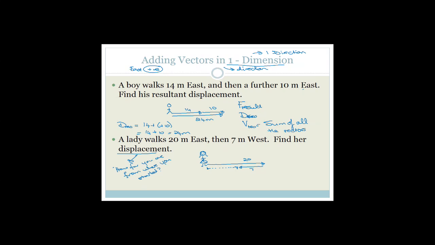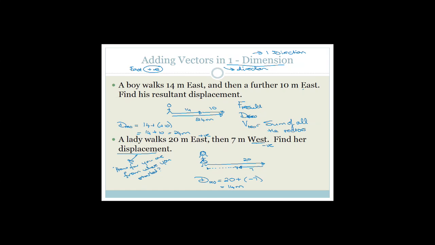So 20 meters and 7 meters back. Okay. 20 meters, 7 meters back. But now, if we follow this rule here, we're letting the 20 meters be positive, which means the 7 meters or the west is going to be negative. So if we had to write this as a sum, the resultant displacement is equal to 20 meters plus negative 7, which equals 14 meters.